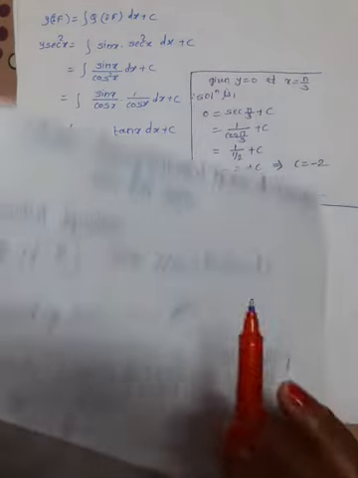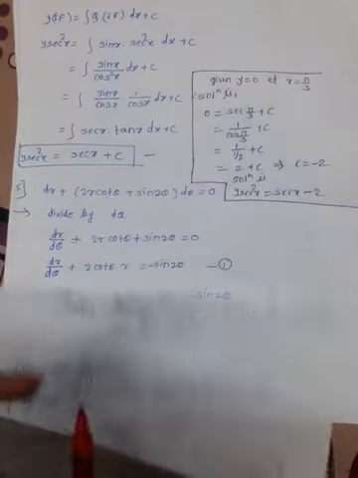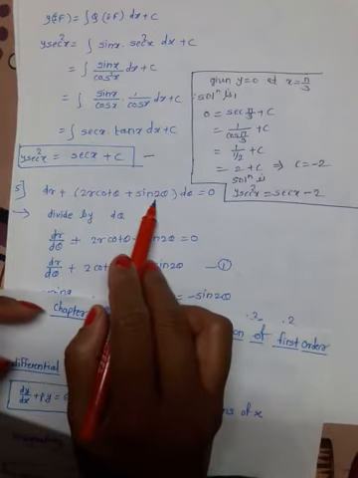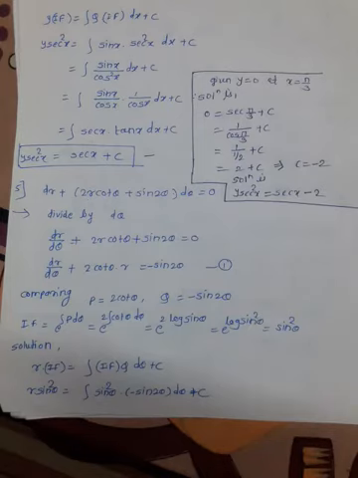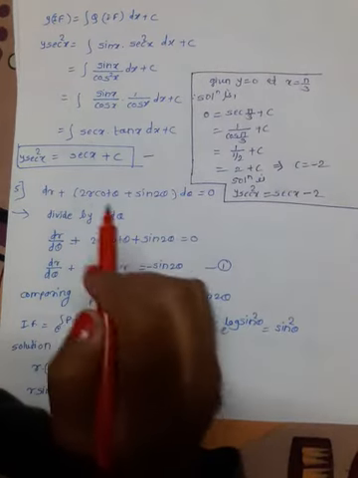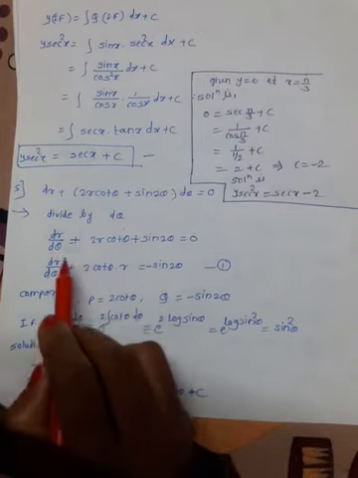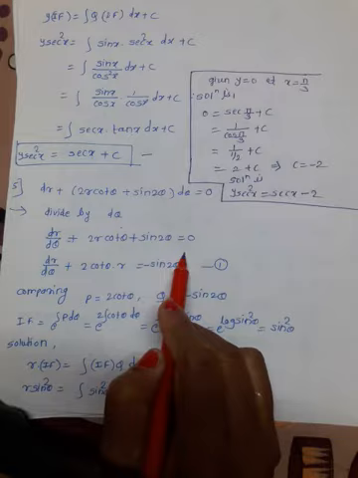And one more thing, in dy by dx, the y term should be there. Here the r term is there, the theta term is not there. That's why we have to adjust to dr by d theta in this particular example. For that, divide throughout by d theta. We get dr by d theta plus this term as it is equal to 0.